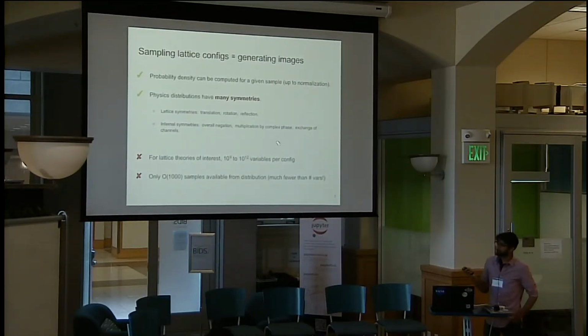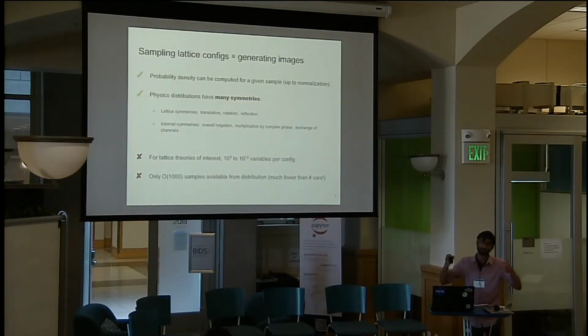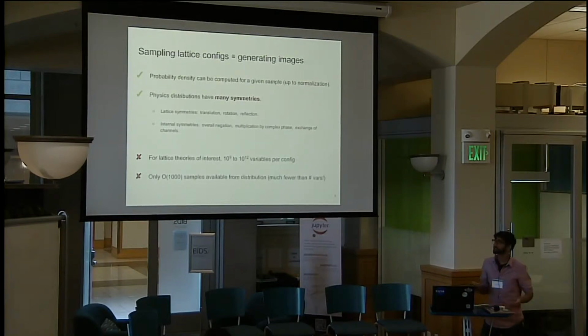There are also many symmetries that come from the physics. So in particular, we're putting this on the lattice, so there are translation, rotation, and reflection symmetries. And that is reflected in the distribution. So if I take a particular lattice configuration and I rotate it, the probability of drawing that rotated configuration should be exactly the same as the unrotated configuration. And so in any sort of generative setup, we might exploit some of these symmetries to reduce the number of parameters that we actually have to train at the end of the day.